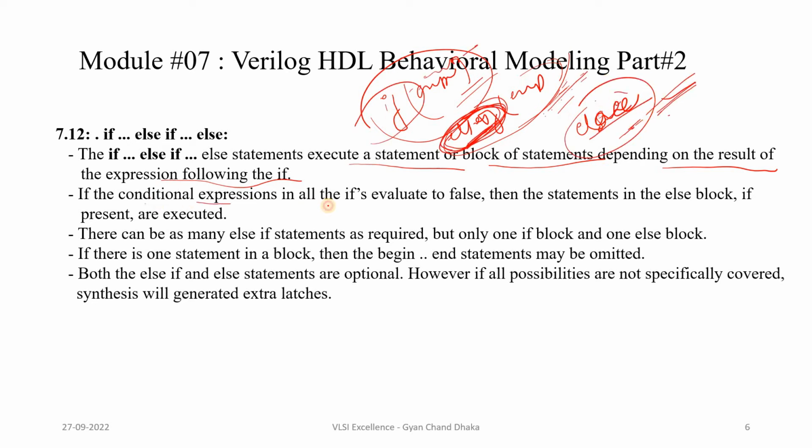If the conditional expression in all of the ifs evaluates to false, then the statements in the else block, if present, are executed. So if none of the expressions evaluates to true, the last statements mentioned in the else clause will be executed. There can be as many else if statements as required, but only one if block and one else block will be present. If there is one statement in the block, then begin and end statements may be omitted, and both the else if and else statements are optional.